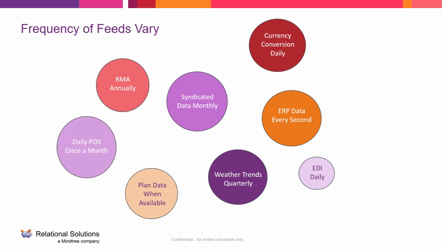So the data feeds that you're buying could come in different formats. You might get point of sale once a month from one retailer, and you might get it daily from another. You may have syndicated data monthly, but it might be point of sale that you're buying on a daily basis, but you're only receiving it monthly. You might be buying weather trend information and getting that quarterly, or you might be accessing currency conversion information from free sources, but that's occurring on a daily basis. How often do you want that applied to the data that you're looking at?